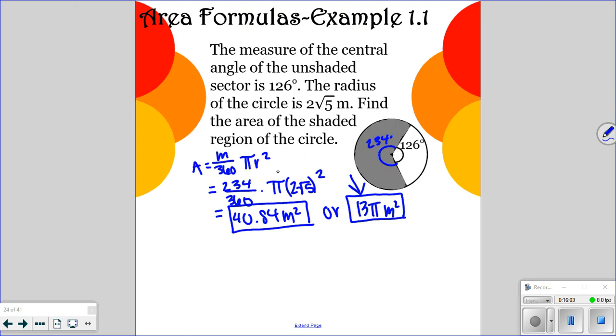So I'm going to go over how to simplify this real quick. 2 square roots of 5 squared. 2 squared is 4, and the square root of 5 squared is 5. So that gives you 20. So this is 20 pi, and then you multiply it by 234 over 360. And so that's how you can get your answer.